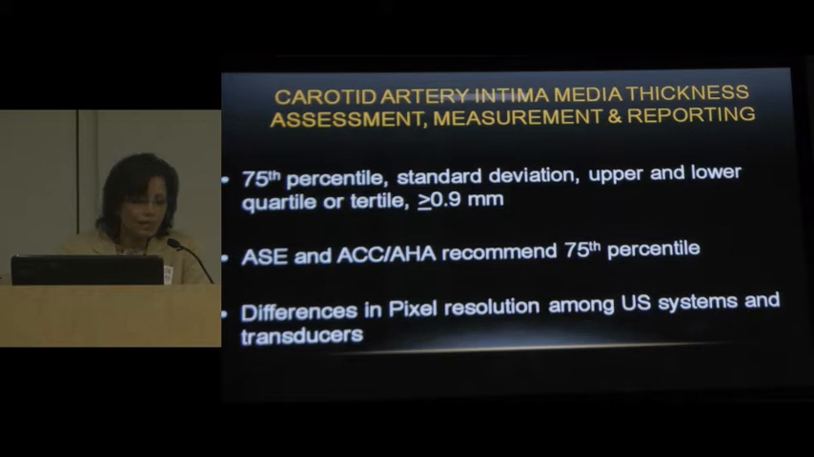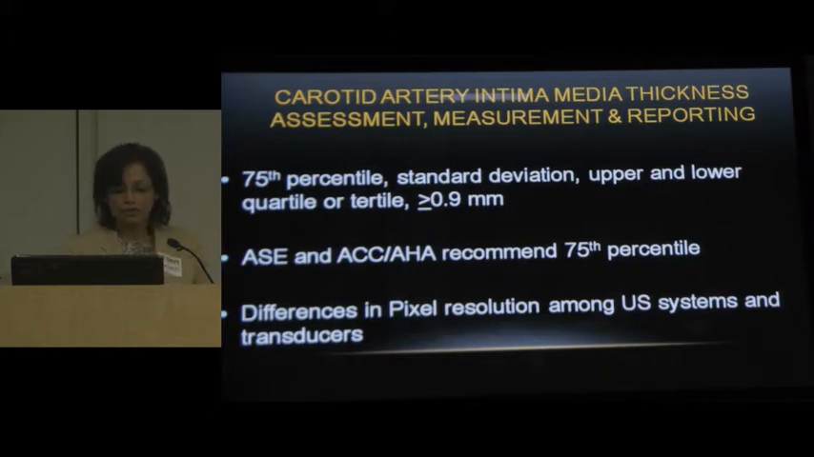Although studies have used standard deviation, upper and lower quartiles, some studies have even used an absolute number for IMT being abnormal, being more than 0.9 millimeter. You can see the measurement is sub-millimeter, which is why it is fraught to methodological variability if you don't do it carefully. Both the ACC, AHA, and ASC have adapted the 75th centile as the way, as well as our SHAPE task force is using the 75th centile.